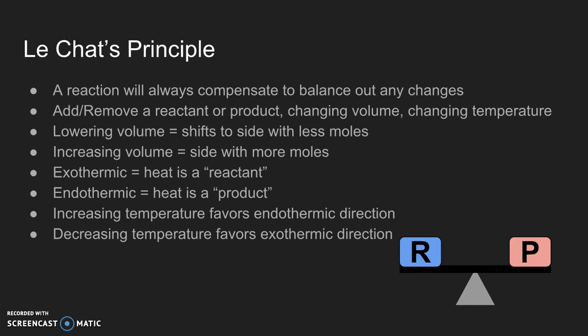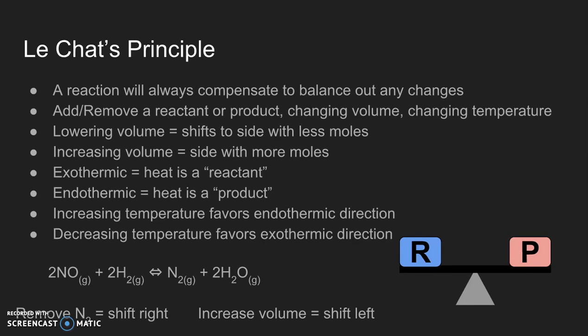Another way to think of it is just that increasing temperature favors the endothermic direction, and decreasing temperature favors the exothermic direction. And going back to the same reaction as our example problem, if we were to remove nitrogen, then it would shift to the right to create more products and compensate for that lack of nitrogen. And if we were to increase the volume, the reaction would shift left because there are more moles on the left side, 4 versus 3. That would create a constant pressure so that the reaction remains in its ideal state.